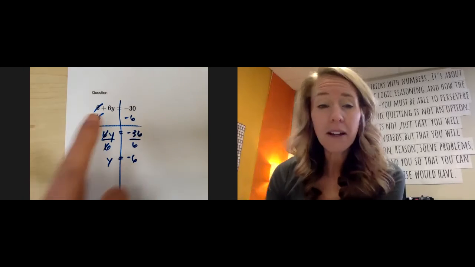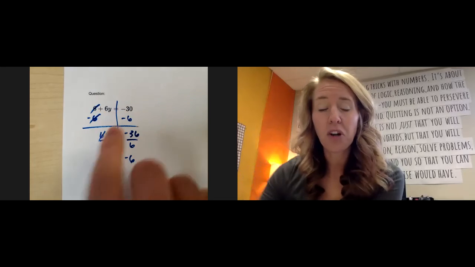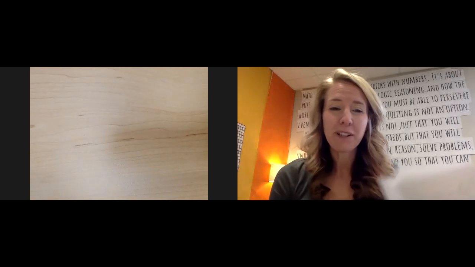If you're not sure, plug it back in. What's 6 times negative 6? Negative 36 plus 6, negative 30. It checks out. We did it. We're awesome. Congratulations. Happy Delta Mathing.